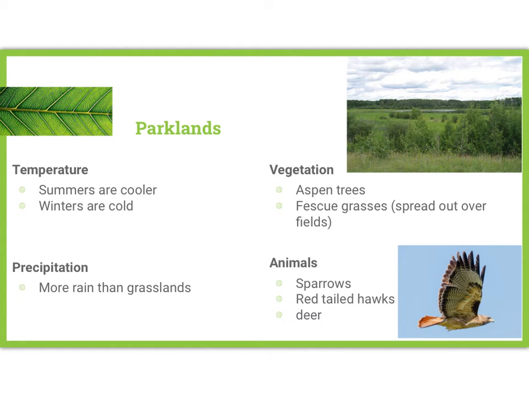So a fescue grass is often included in our lawn, for instance, so it'll coat the entire area, if you will. Aspen trees are usually long and skinny, grow in little clumps, and they kind of have rustling leaves in the wind. Animals that are present in the parklands would be sparrows, red-tailed hawks, and deer.